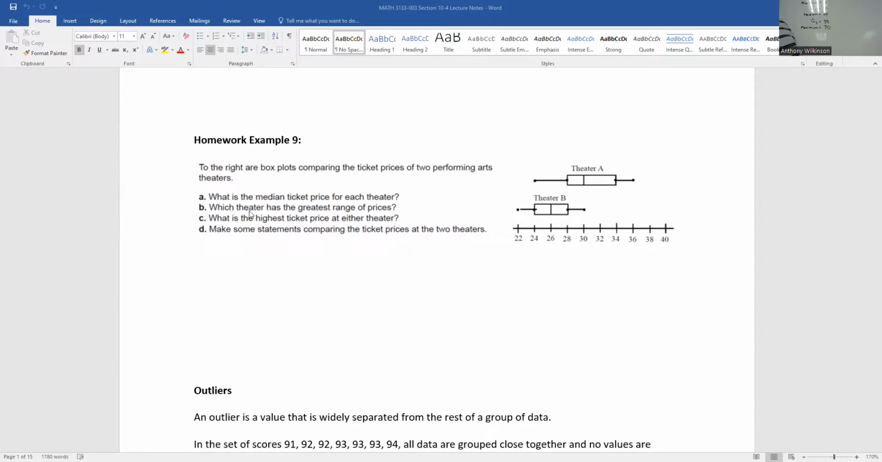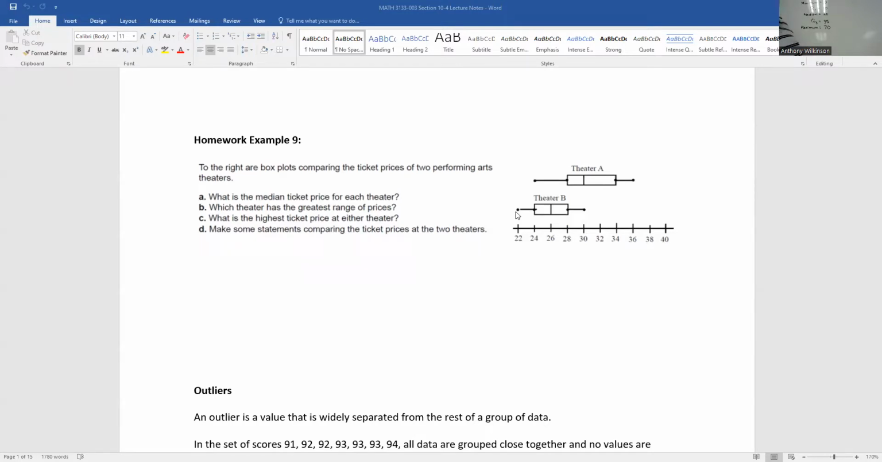And then part B, which theater has the greatest range of prices? Which one? A. It has to be A. Okay, the maximum is 36, the minimum is 24. That range there is 12. Whereas for theater B, its maximum is 30, the minimum is 22. So 30 minus 22 will be 8. So theater A has the greatest range of prices.